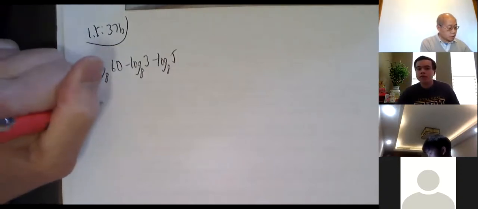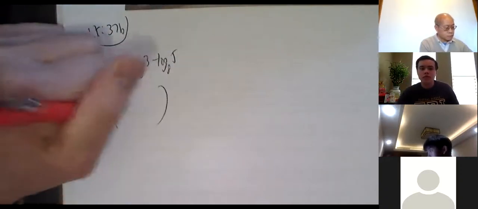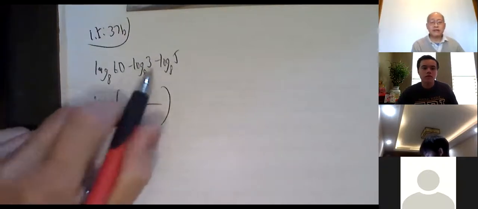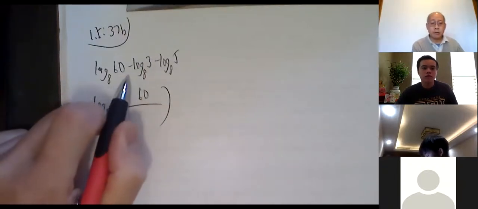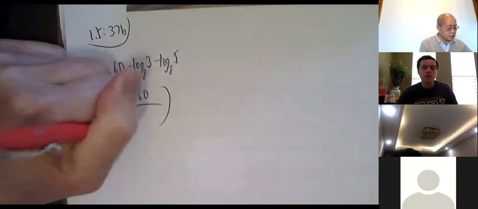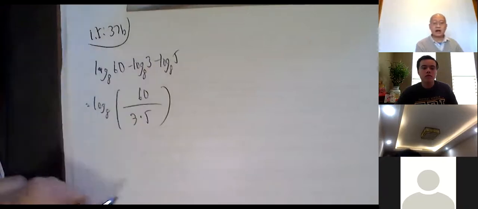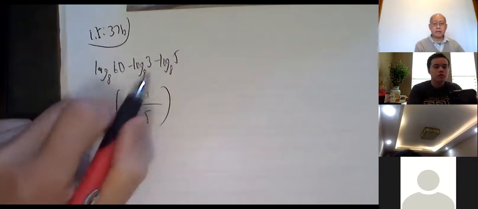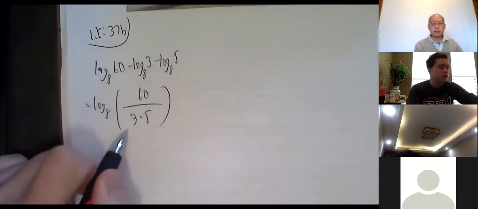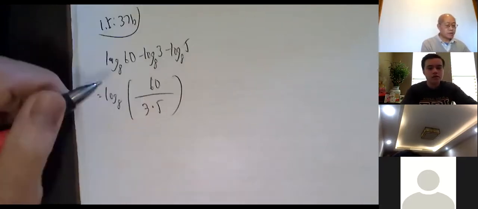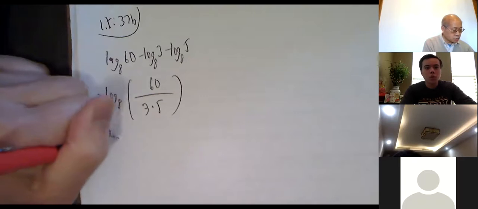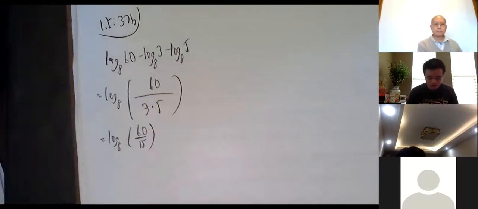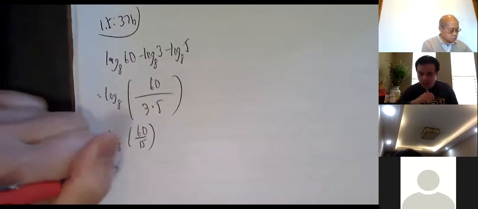Okay, so log base 8. I put the 60 on top. And since both of these have a minus, they both go on the bottom. So it's divided by 3 times 5. The minus means it goes in the bottom. So I have 60 over 3 times 5. 3 times 5 is 15. So log base 8 of 60 over 15. That comes out to be 4.